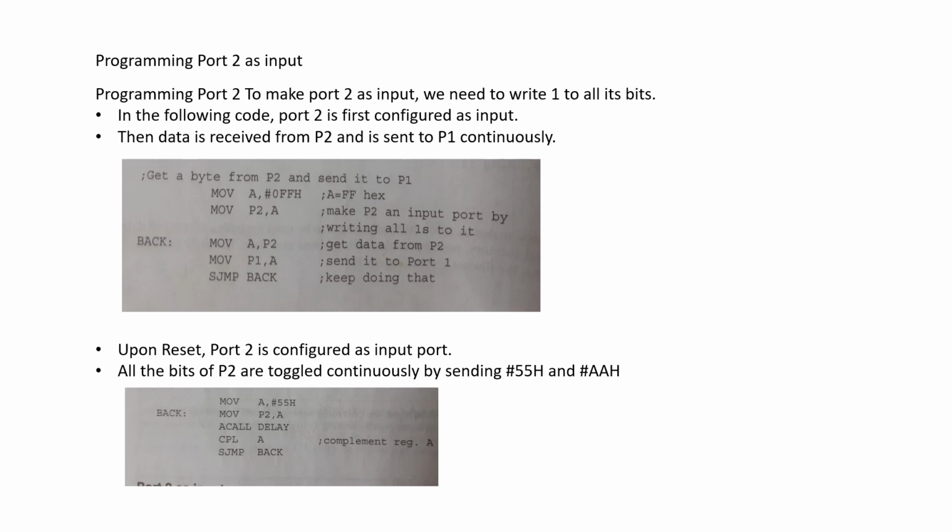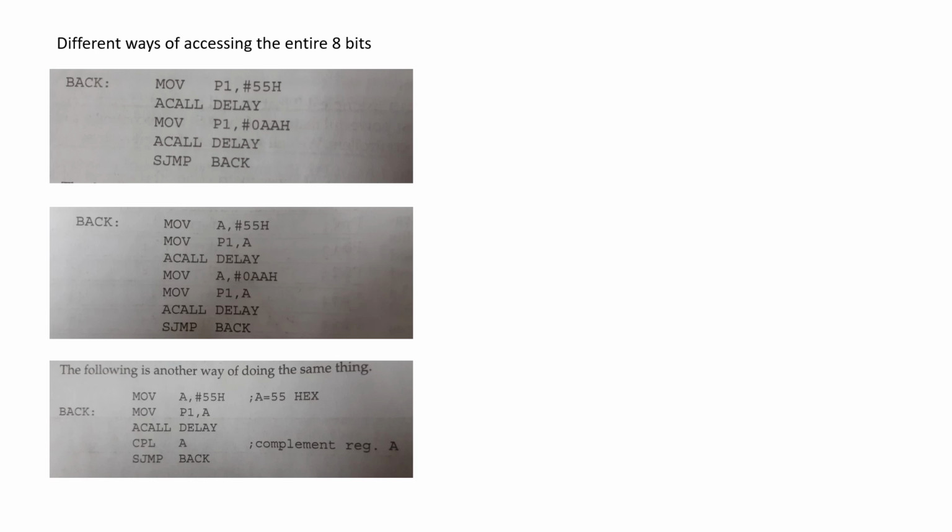55H is the complement of AAH. So first we are writing 55H to port 2. Then we are calling some delay and we are complementing A. And this process is repeating so that we can continuously toggle the pins of port 2. Now we will see 3 different ways of accessing the 8 bits of a port.